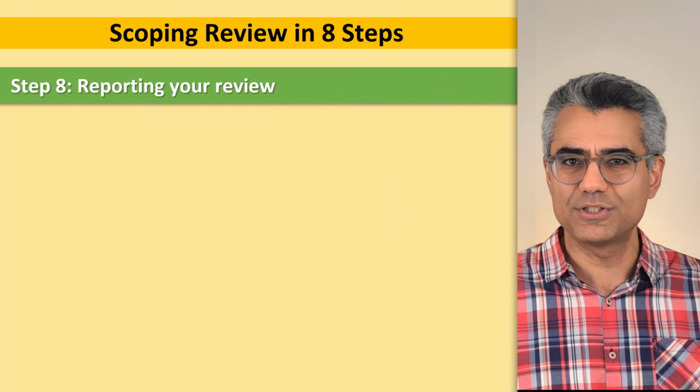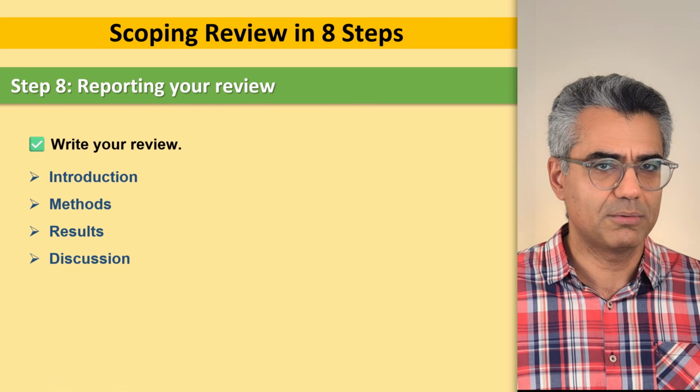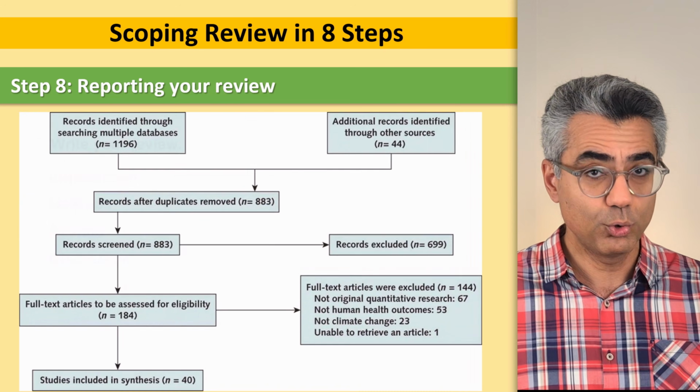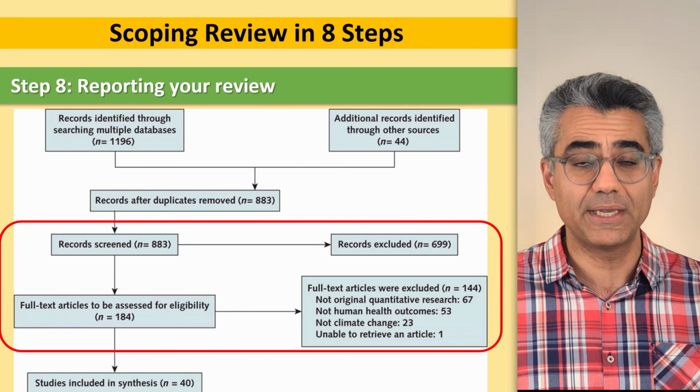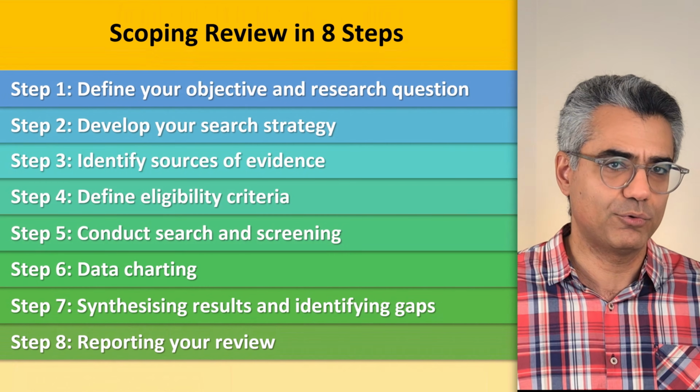Step 8. Reporting your review. Now you write your review. You structure your paper as introduction, methods, results, and discussion, and you present your process using a flow diagram. In your diagram, report the number of studies identified, screened, and included. This is like a systematic literature review, but adapted for scoping review.